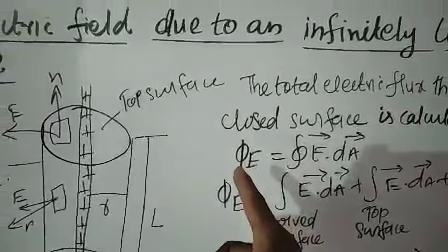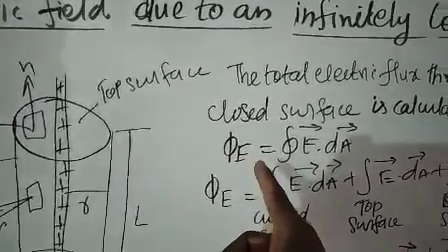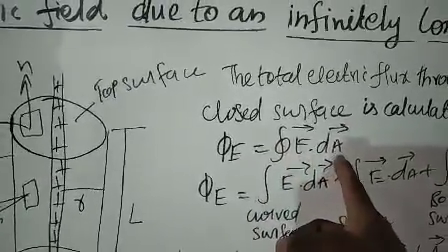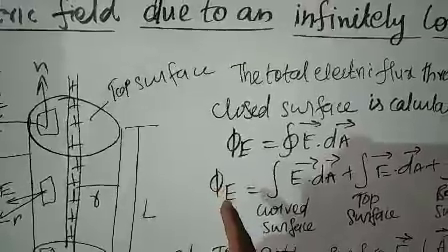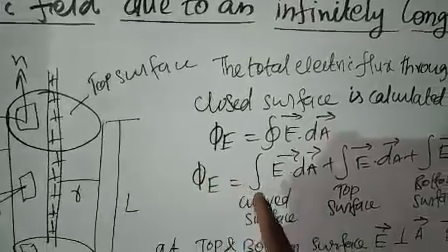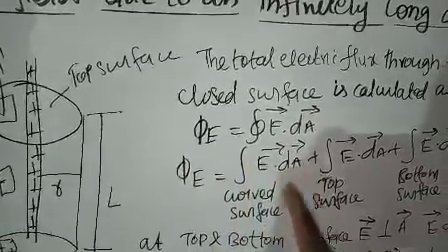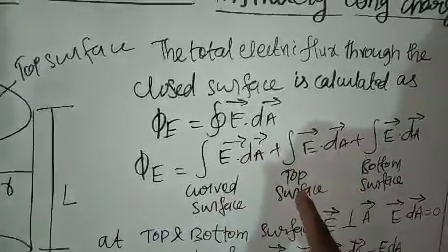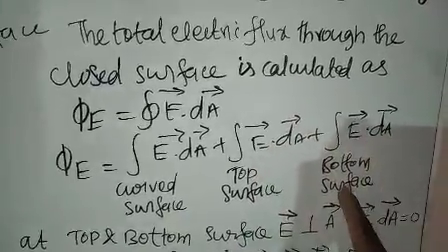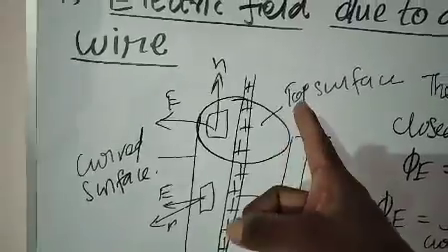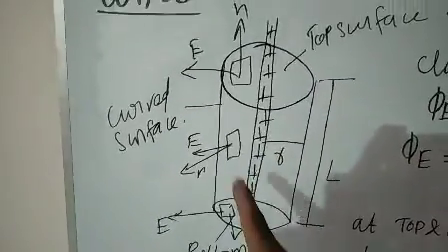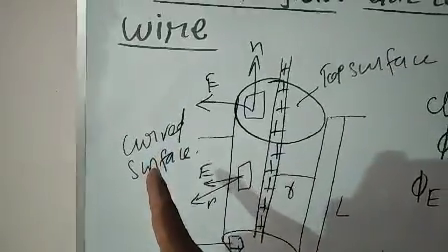The symbol represents phi E, electric flux, equal to the closed integral of E vector dot dA vector. Phi E, the total electric flux, equals the integral of E dot dA over the curved surface, plus the integral of E dot dA over the top surface, plus the integral of E dot dA over the bottom surface. So from the diagram, this is the top surface, this is the bottom surface, and in the middle is the curved surface.